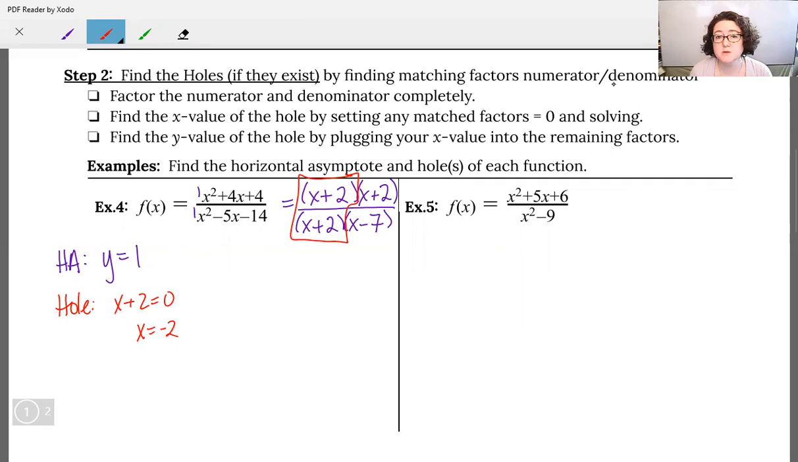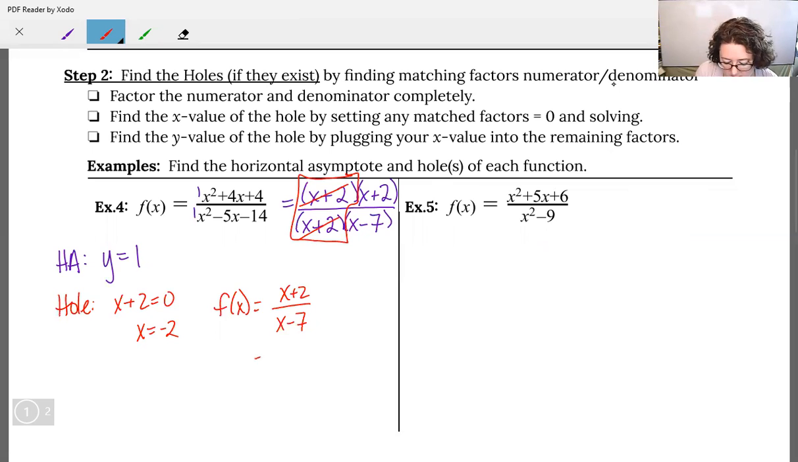So we have a hole at x equals negative 2, but we still want to figure out where the point is going to be at that location. Thinking about the fact that I had an x plus 2 factor in the numerator and denominator, if I simplified those out, I would be left with f of x equals (x plus 2) over (x minus 7). So if I plug in my x value that I found for my hole, the number that comes back out, the f of x, will be the y value on that coordinate.